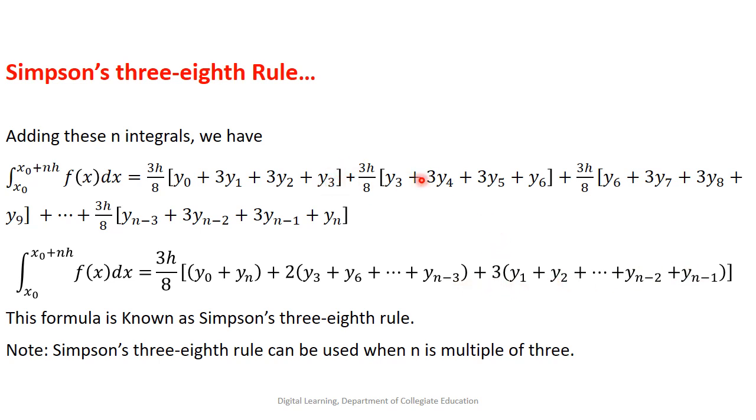And you can observe y3 we are getting twice, y6 we are getting twice, and y9 we are getting twice, and yn minus 3 will be twice. So combining those things, I can write 2 into y3 plus y6 plus so on yn minus 3. Okay, so as a result we are getting a formula, and this formula is known as Simpson 3/8 rule, and this formula is applicable when n is multiple of 3.